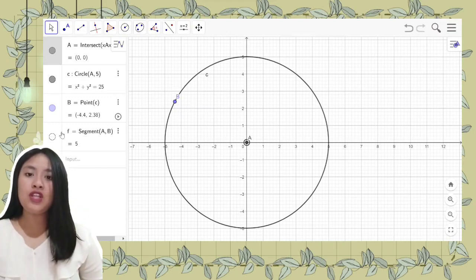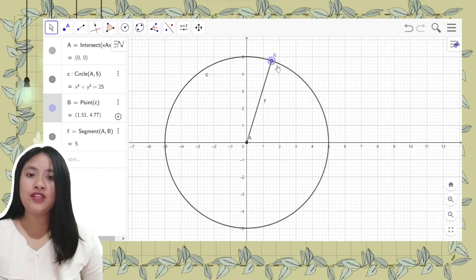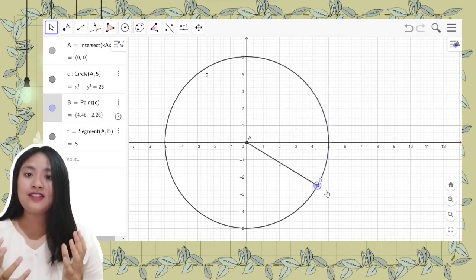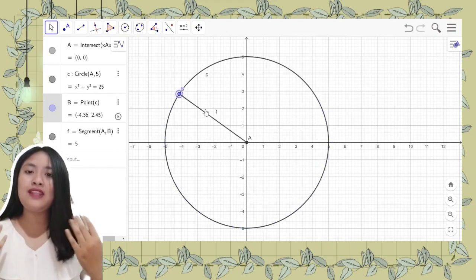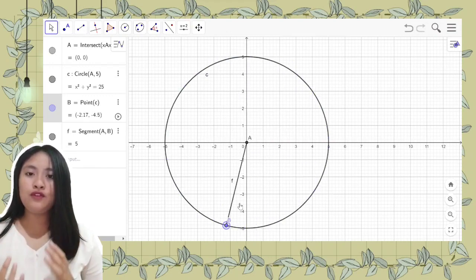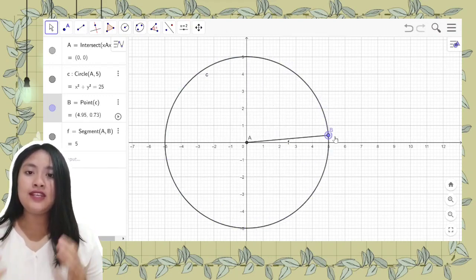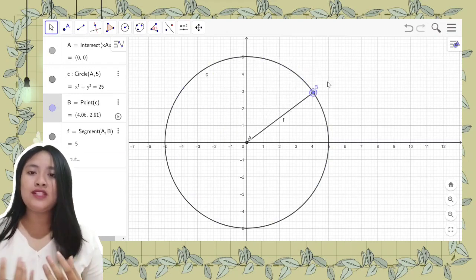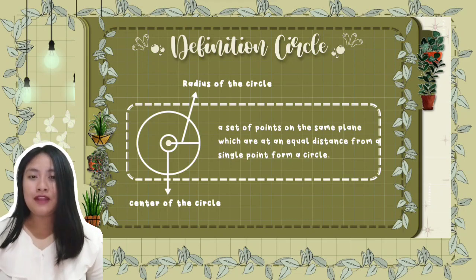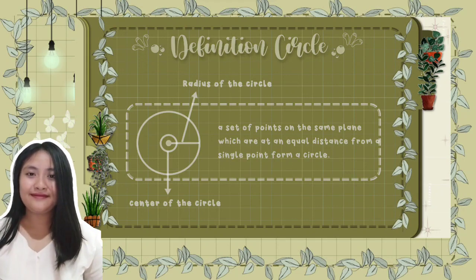After that, I put a point B in the plane of the circle. So because of that, I have a radius for the circle with segment AB. And if I move point B, you can see that the distance of segment AB is always the same. Look at this. If I move point B, the distance or radius is always the same, yes? So that's the illustration about the definition of a circle.